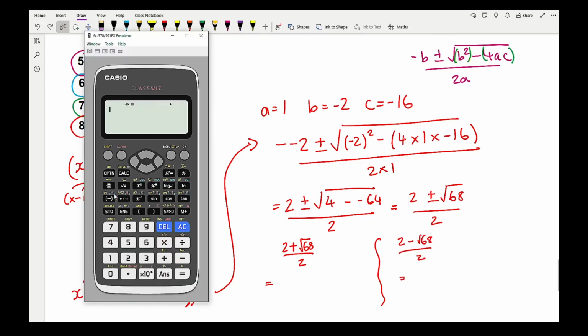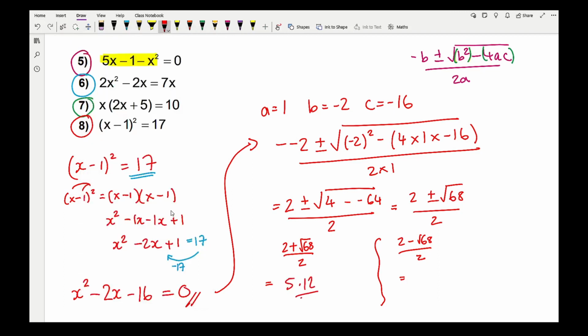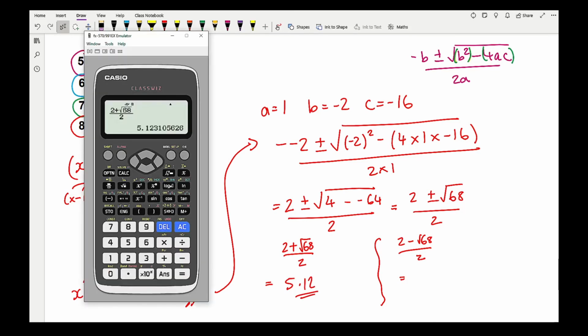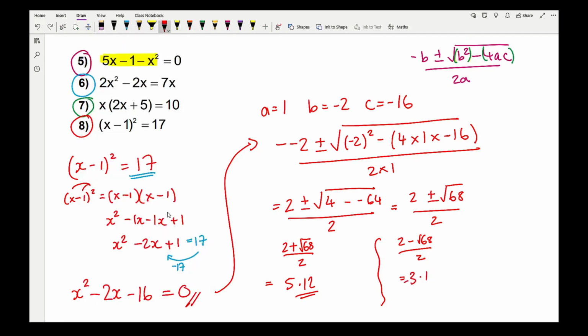And again, I can type that into my calculator to work this out. So I've got 2 plus root 68 over 2, and that gives me an answer of 5.12. And for the other solution, I can change that to a minus, press equals, and I get minus 3.12. And there is my second answer.